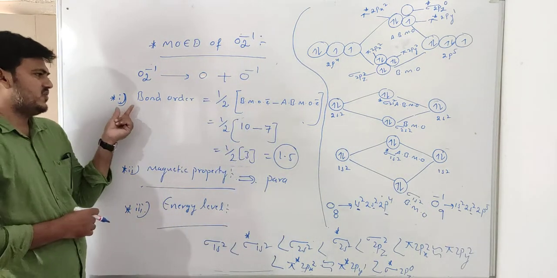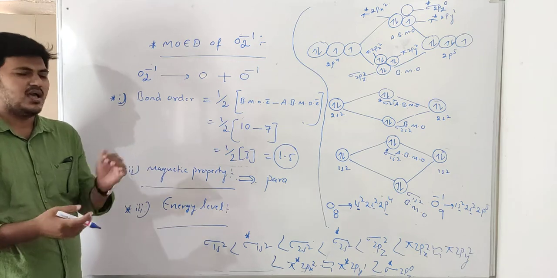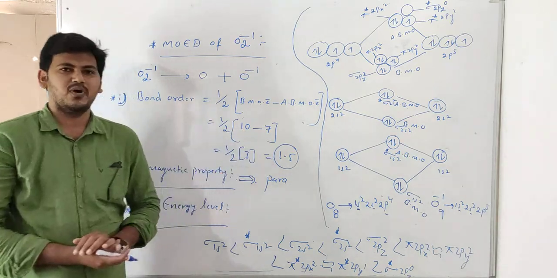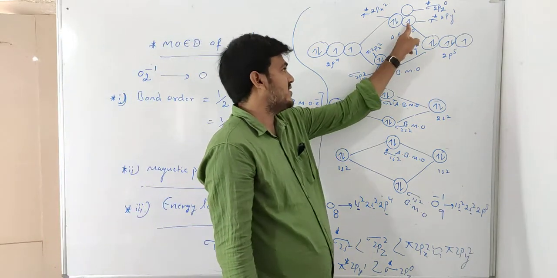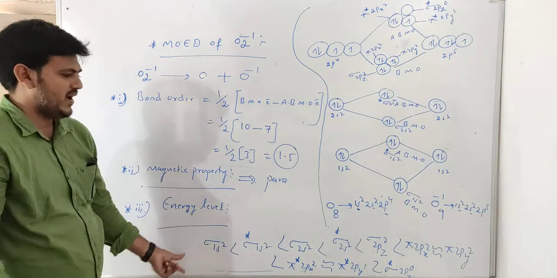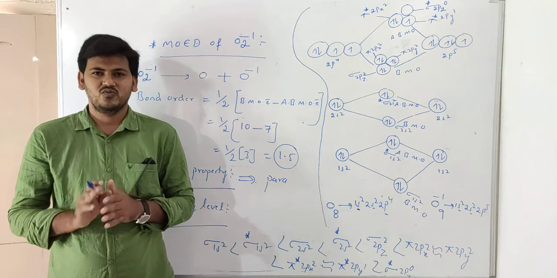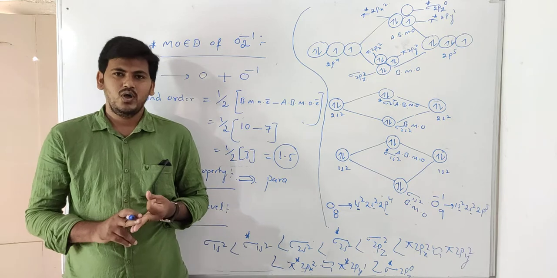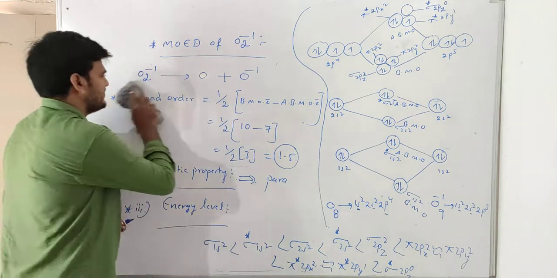So finally, the first point is bond order. Bond order is half into bonding molecular orbital electrons minus anti-bonding electrons. So half into 10 minus 7, so half into 3, so bond order is 1.5. The second one, magnetic property: paramagnetic, due to the presence of an unpaired electron. And next, the energy level of the O2 minus 1 ion. So this is the MOED of O2 minus 1. So we covered the MOED of H2, N2, O2, O2 plus 1, and O2 minus 1.